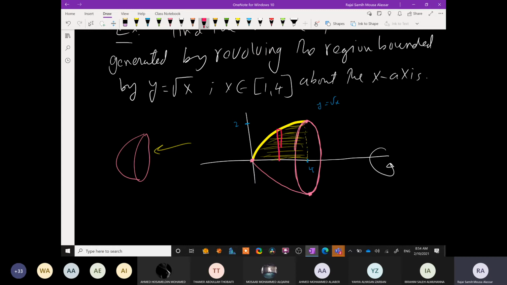This is a rectangle, correct? And I'm going to rotate that rectangle. This is a sample in the area that I want to rotate about the x-axis. And if I rotate that about the x-axis, this is exactly what I'm going to get.